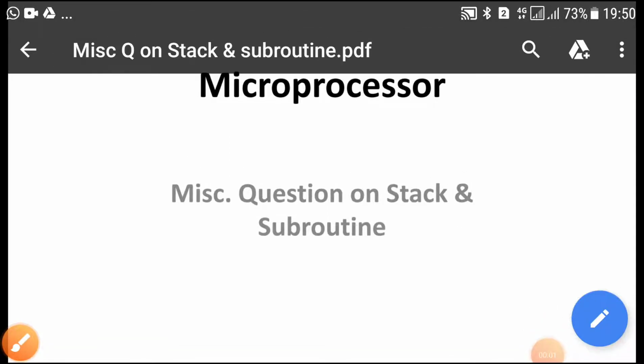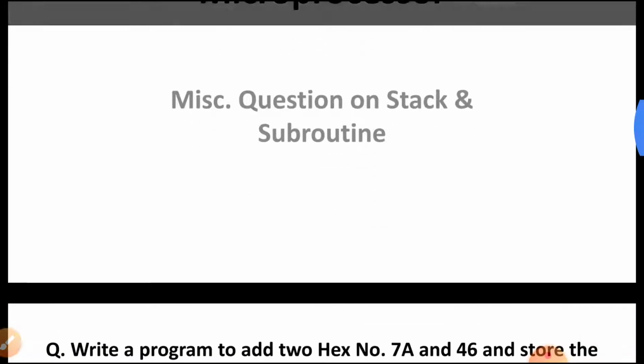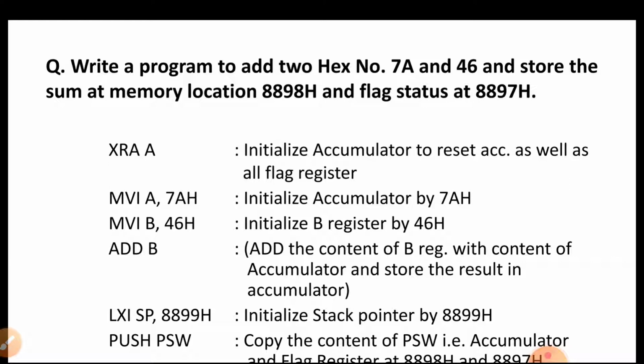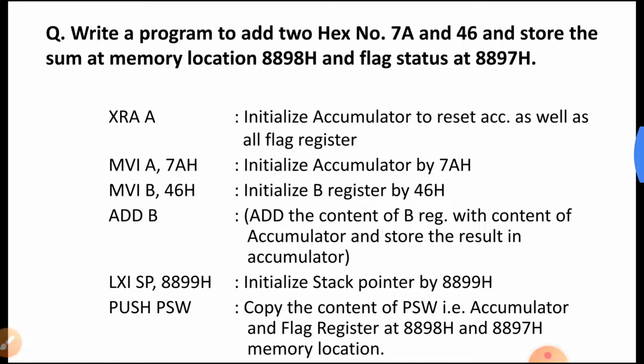We are going to discuss some miscellaneous questions which are asked from the chapter stack and the subroutine. And the first question related to that is: write a program to add two hexadecimal numbers, and the numbers are given 7A and 46, and store the sum at the memory location 8898 and the flag status at 8897.